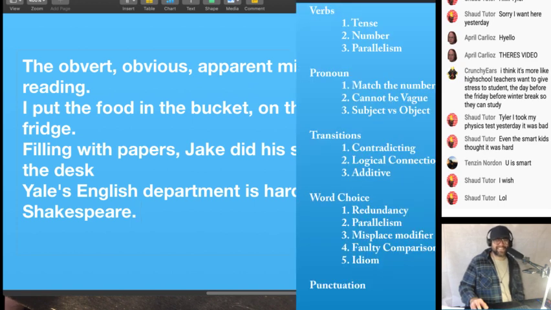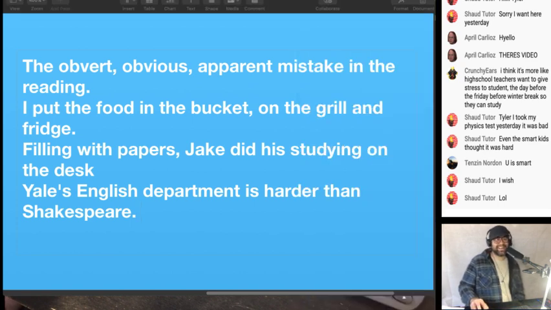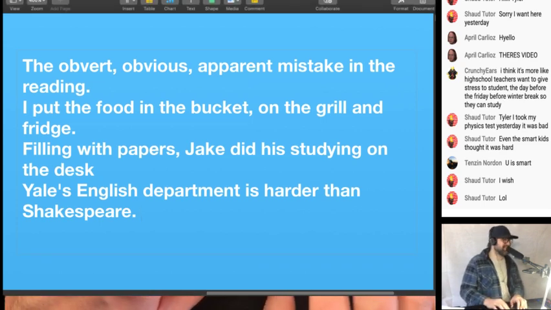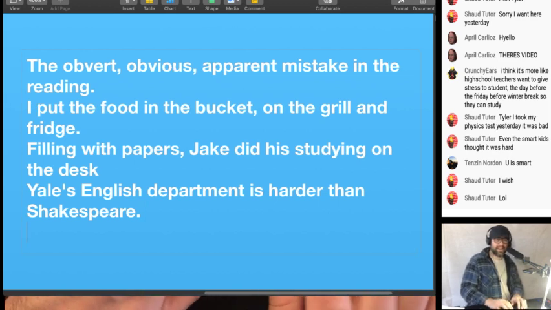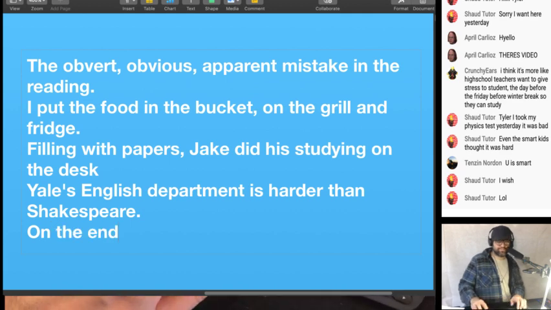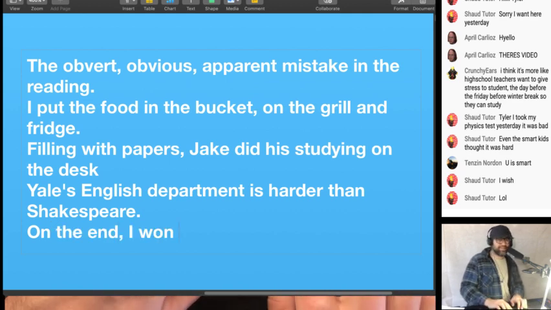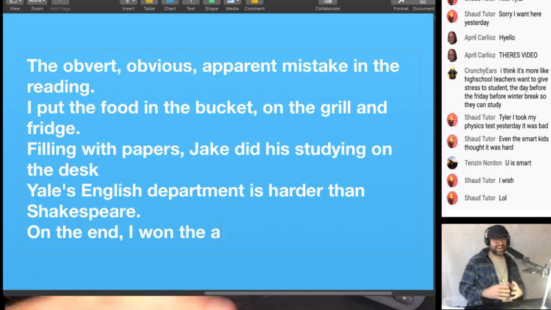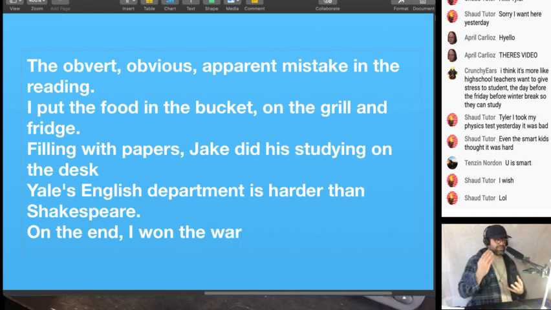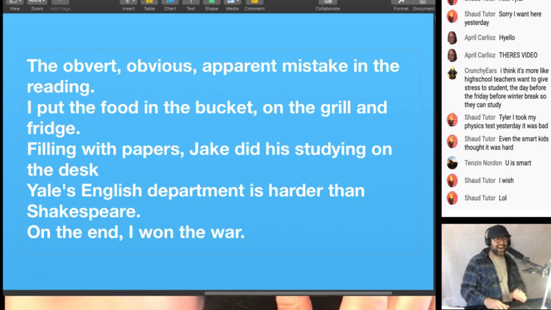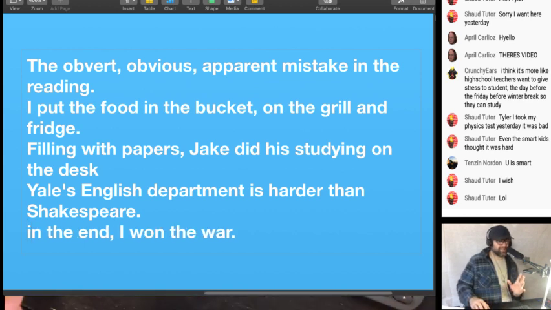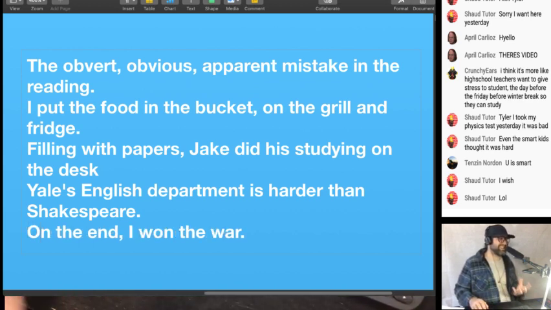And then the last thing that we need to talk about is idioms. Most people kind of know these instinctually, so this will be pretty quick. You would never say "on the end, I won the war," right? A common phrase that uses prepositions mostly is considered an idiom. So you don't say "on the end," you say "in the end." And that's why that beginning of the sentence would be an incorrect idiom.